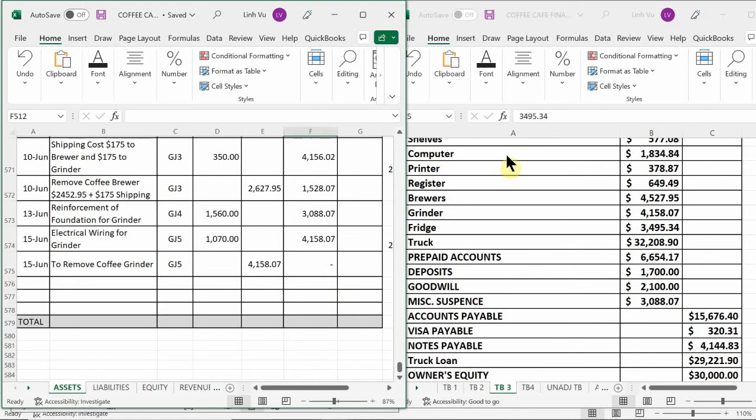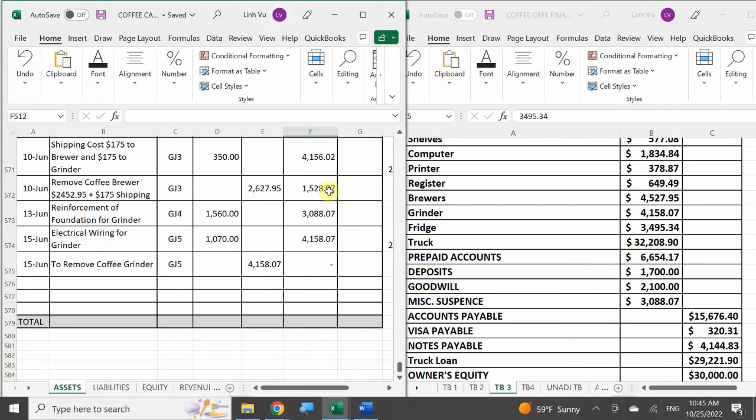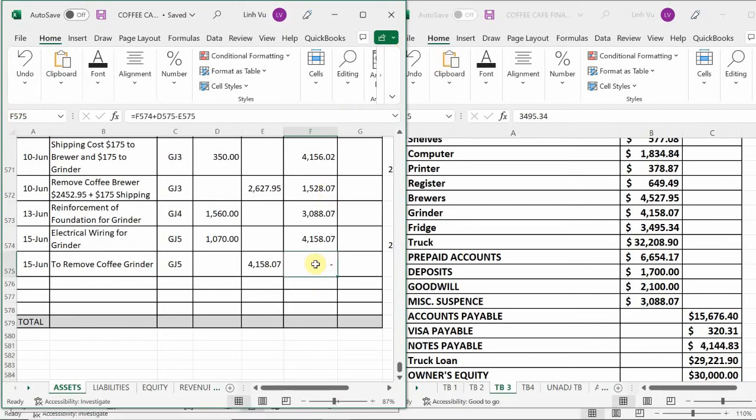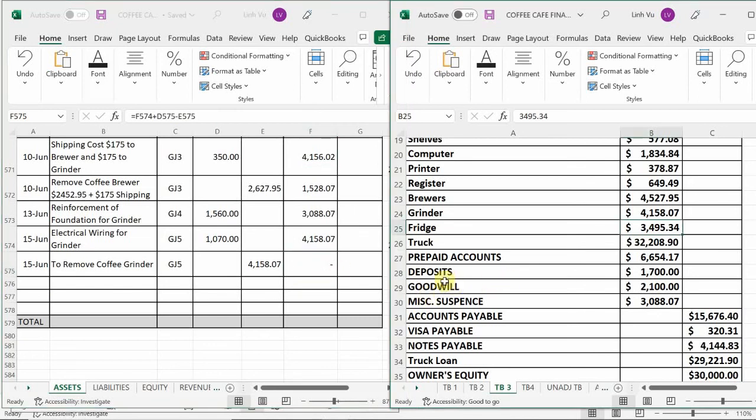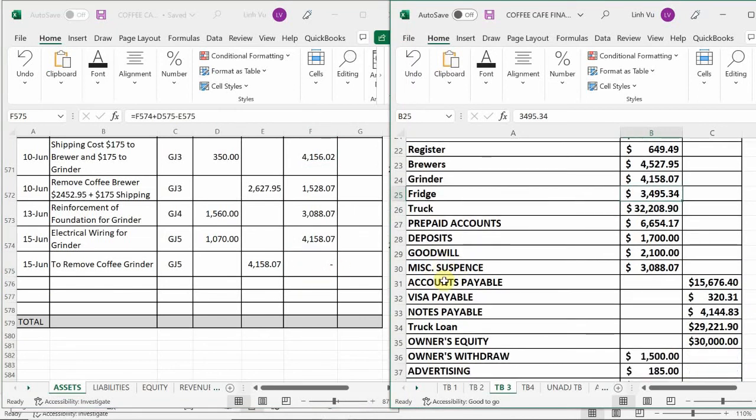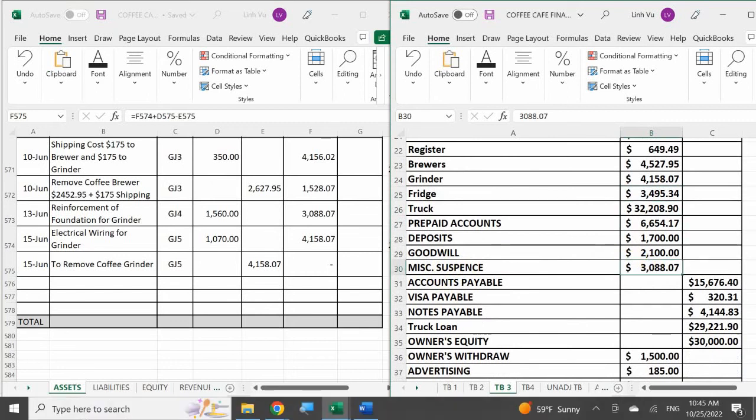4,158.07. Okay, so that's on the 15. What happened on the 15 after that? We removed that amount. So what's my balance right now? 0. It is 0. Now, it is up to you what you want to do here. Yes, you can include a 0 balance, but what does that do for your debits and credits? If you have a 0 balance in a debit or a 0 balance in a credit, what does that do?